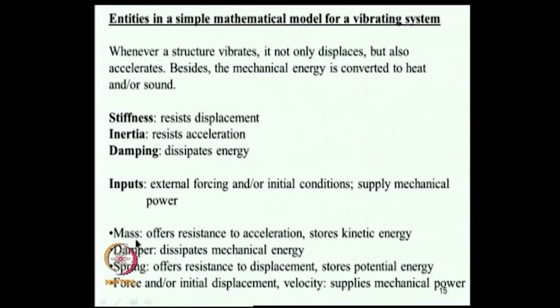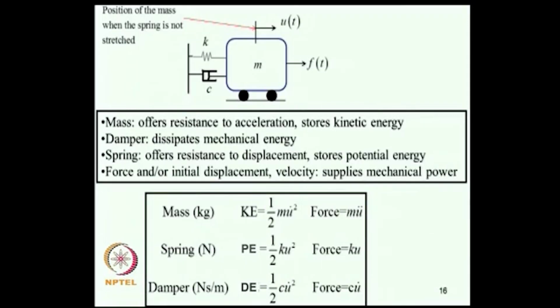So, we need essentially 4 entities to make a mathematical model for a vibrating system. We should have mass, which offers resistance to acceleration and stores kinetic energy; a damper that dissipates mechanical energy; a spring that offers resistance to the displacement and stores potential energy; and an external force or initial displacement or velocity which supplies mechanical power to the system, which makes the system vibrate in the first place. So, we use these ideas and form this simple system.